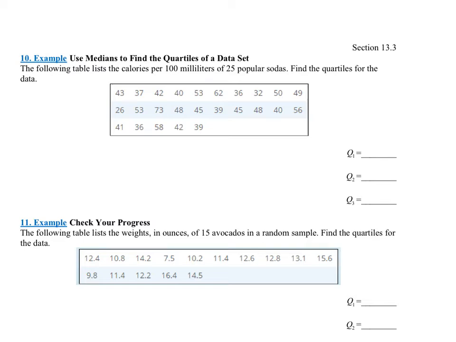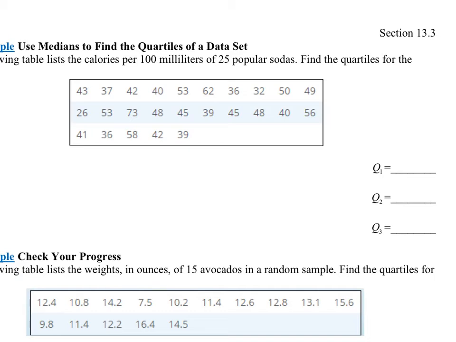This is a larger data set, and what's even worse about this data set is it's not in order. So if I were to do this by hand, I would have to put all of these data in order, and then I'd have to find the median of all that data, the median of the first half, and the median of the second half. Well, guess what? I'm not going to do that. This is a larger data set. I don't want to waste my time. So I'm going to go ahead and use my calculator in this instance.